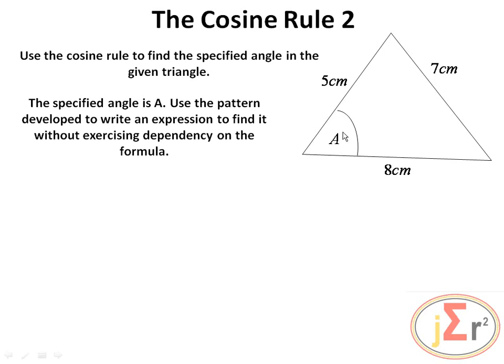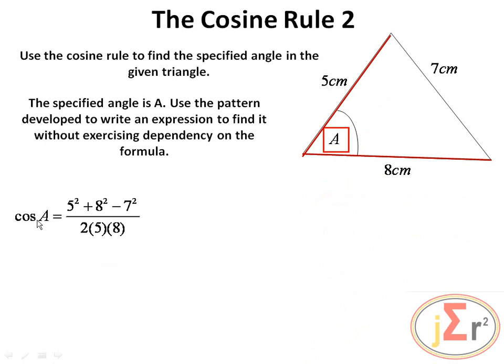If you're going to find A, the cosine of A is equal to what? The sum of the two sides that form the angle. Of course, the squares. So it's going to be 5 squared plus 8 squared. And we are going to subtract the square of the one that is out. The one that is out is 7 because it's not a part of the angle at all. So 5 squared plus 8 squared minus 7 squared, and over 2 times what? 2 times the product of the sides that form the angle. So we're going to go back with 5 and 8 again. So we have cosine of A is equal to 5 squared plus 8 squared minus 7 squared over 2 times 5 times 8.